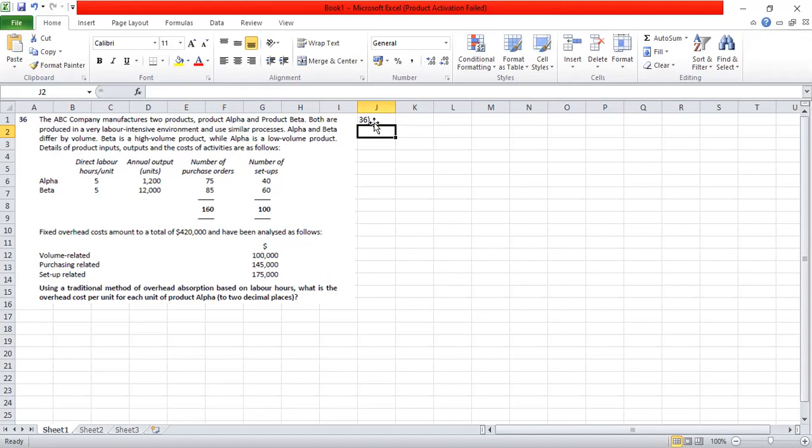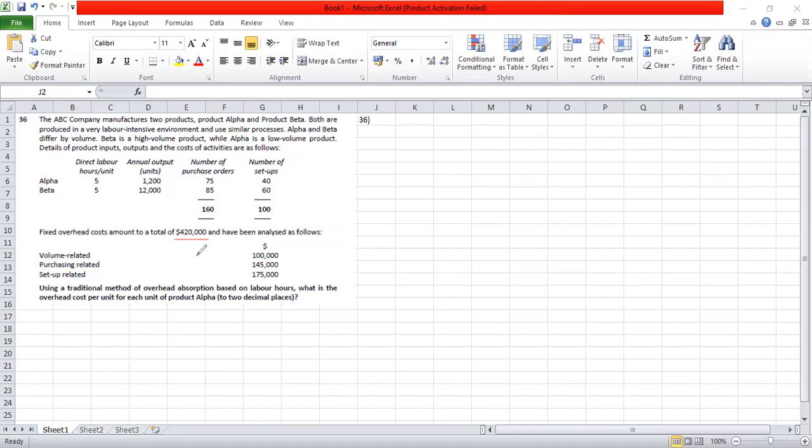There are two products, alpha, beta. Direct labor hours per unit is given, and the output is also given. Number of purchase orders, number of setups. Fixed overhead costs amount to 420,000. This 420,000, the overhead cost which is incurred, later on can be identified as incurred for three different activities. But right now we are only doing the traditional costing method. So let's not get into those details.